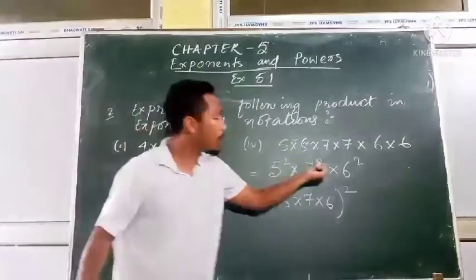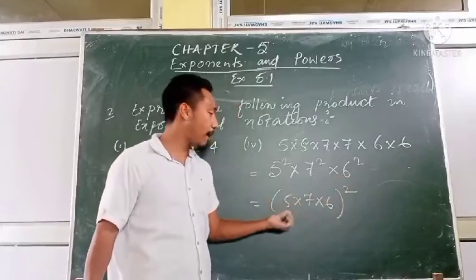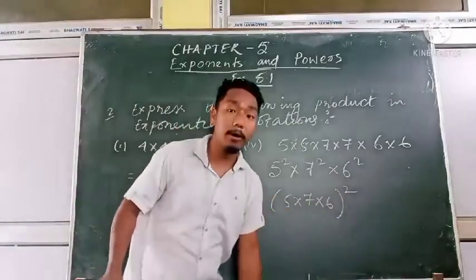Since all the 2s are common, that means I can write 5, 7, 6 in a bracket squared. That means 5 into 6 into 7, all to the power 2.